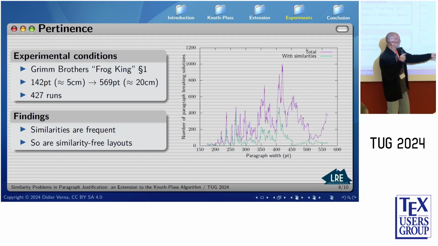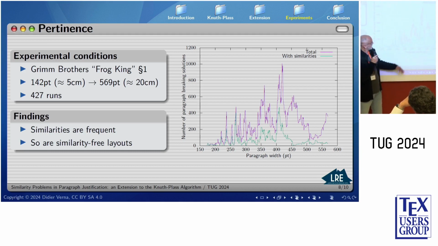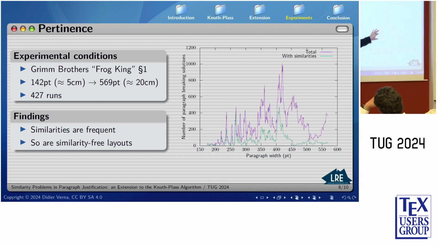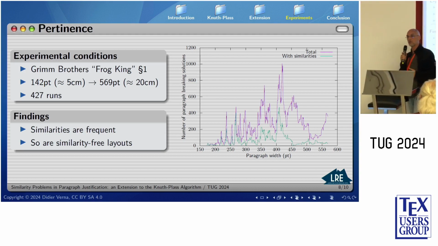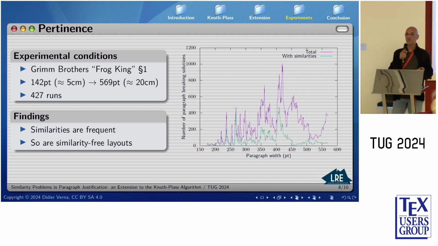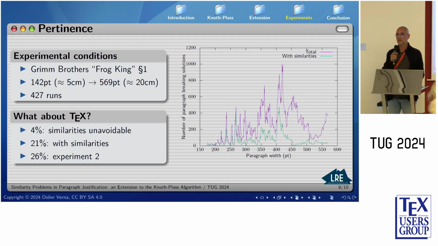In other words, if you take any point in this curve, the number of available layouts without similarities is comprised between the two curves. Okay? So it means that not only the similarity problem is frequent, but at the same time, there are similarity-free alternatives to choose from. And so obviously, the next natural question is, what is TEC going to do by default?